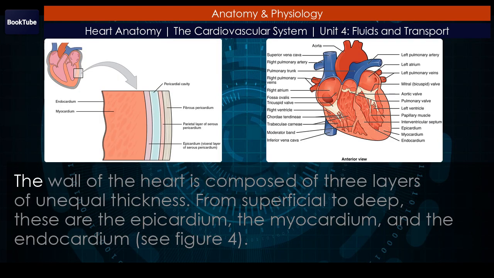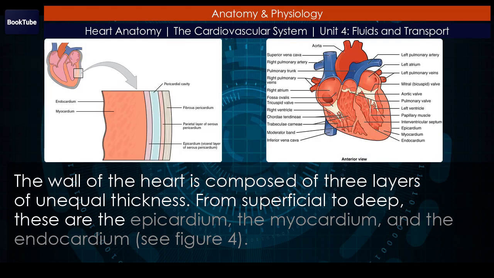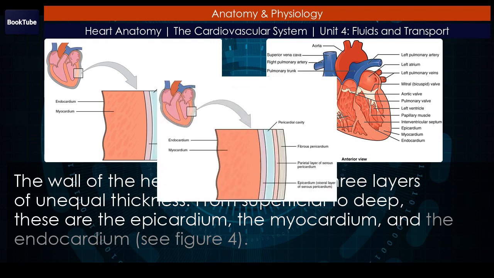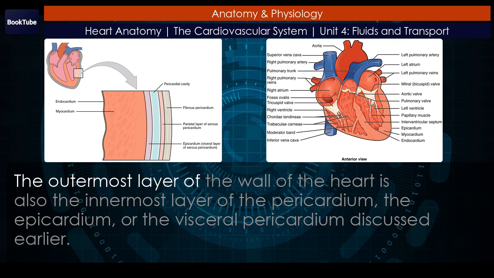Layers. The wall of the heart is composed of 3 layers of unequal thickness. From superficial to deep, these are the epicardium, the myocardium, and the endocardium. See Figure 4. The outermost layer of the wall of the heart is also the innermost layer of the pericardium, the epicardium, or the visceral pericardium discussed earlier.